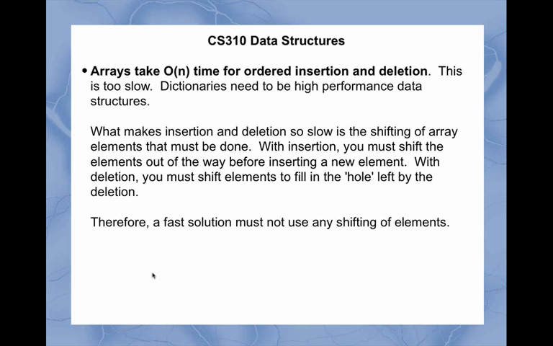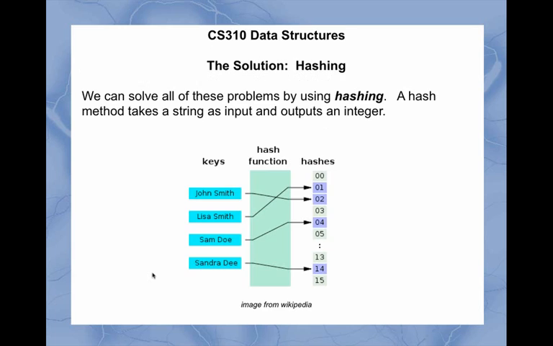Again, as I mentioned, the goal here is to get the fastest possible performance, and it turns out that using an array to hold the data for a hash table can be used, and in fact we can do this and get big O of 1 time for insertion, deletion, and search operations. The solution to this problem is hashing.